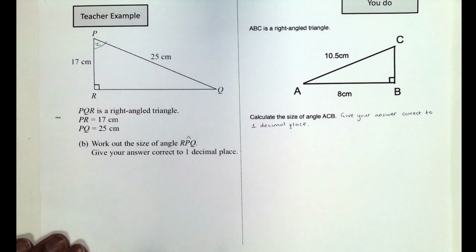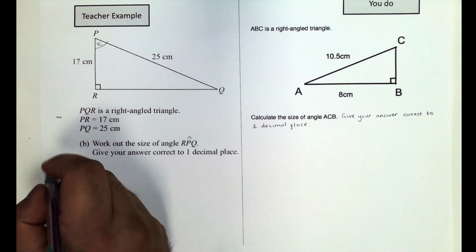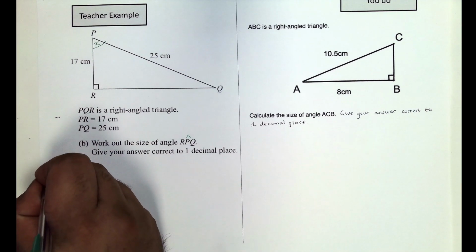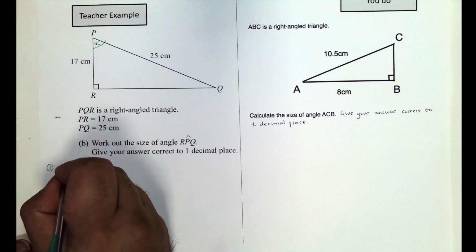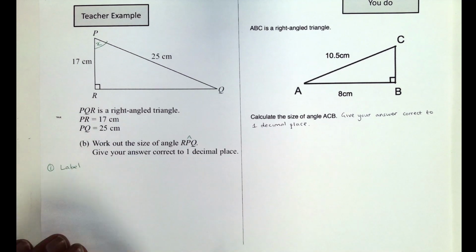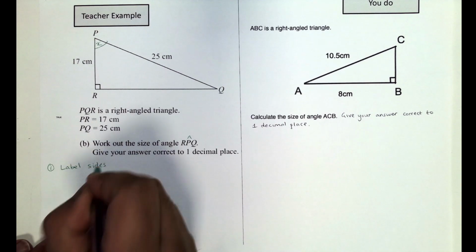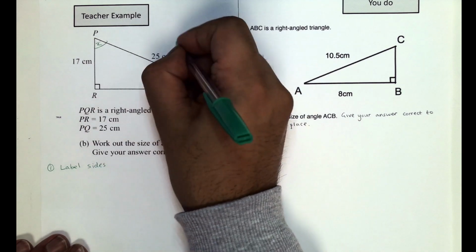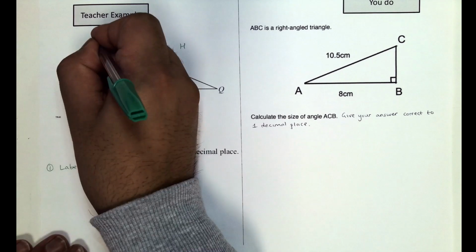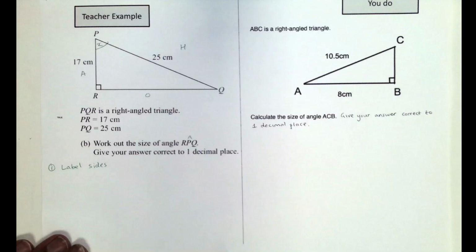So the steps we follow are exactly the same. There'll just be an additional step at the end. Same steps as last lesson. Step 1, label sides. As we said, hypotenuse first, which is opposite the right angle, opposite is opposite the angle, and finally the last side, which is the adjacent.